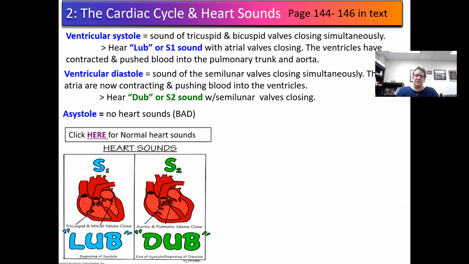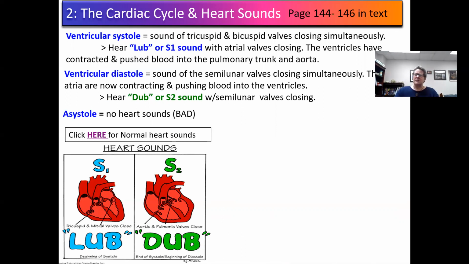Those pulmonary semilunar valves are open. So when the ventricles get ready to contract, you have to have the tricuspid and bicuspid valves closed. Because if they're open when the ventricles contract, they could push blood backwards into the atria. So during ventricular systole, you will hear a loud snap called the lub, or S1 sound, of both the tricuspid and bicuspid valves closing. That's to prevent blood from the ventricles getting back up there.